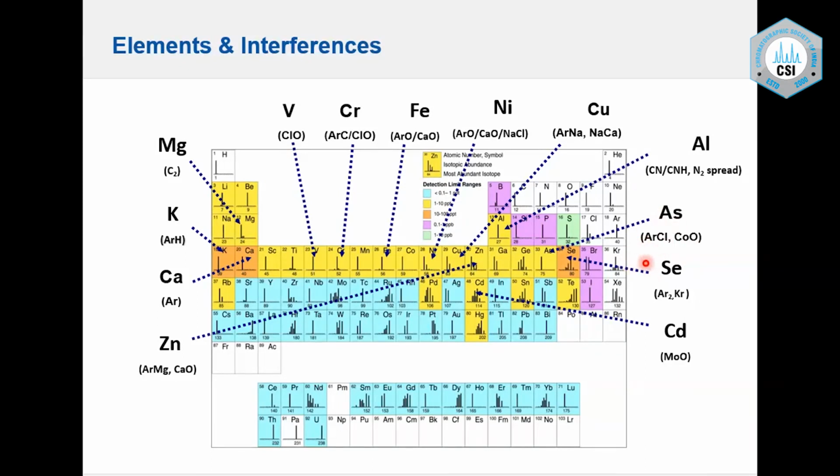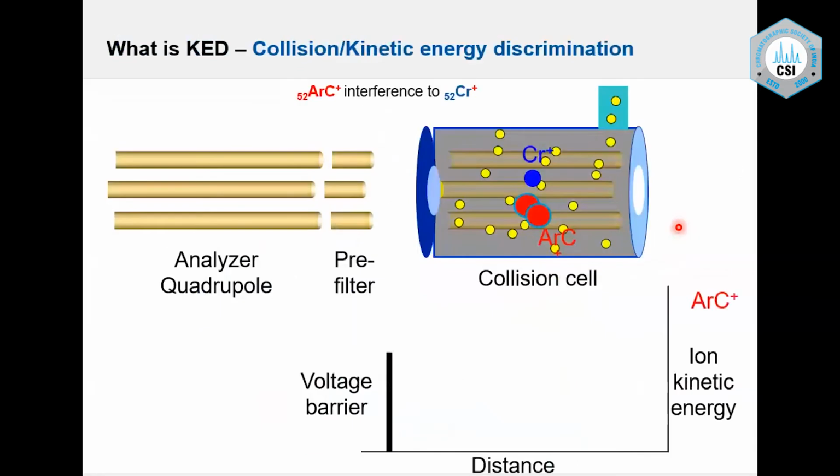So you get argon chloride, which has 75 mass. Argon is 40, chloride 35, so it is 75. So in your sample, if this argon chloride is high, arsenic may not be present, but because of this argon chloride, you may get some readings, a false value. That's why this interference, polyatomic or isobaric interference, we need to remove. In this slide, I have given an example of how it is happening. We use collision and reaction techniques to remove the interferences.